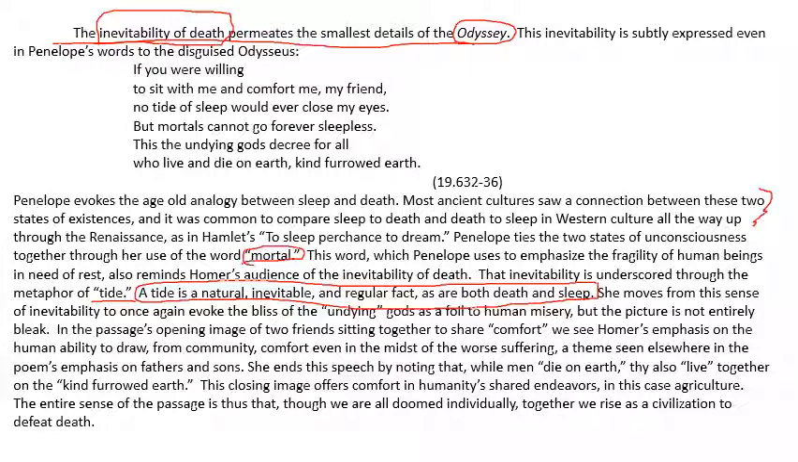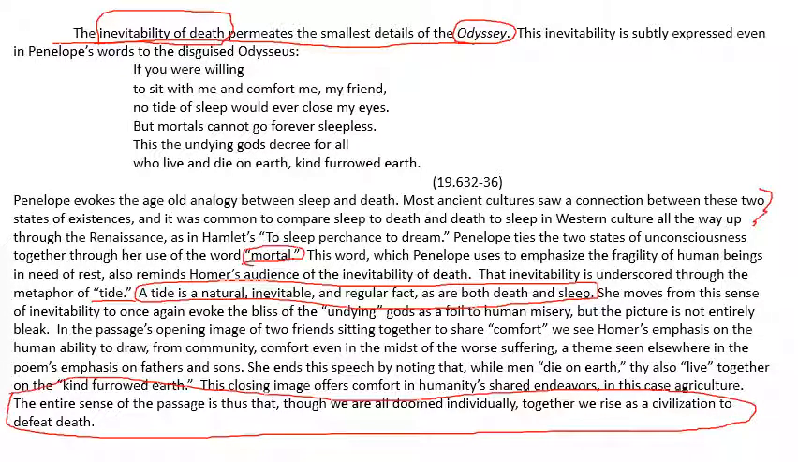The furrows are the farm, right? The furrowing of the ground, the tilling. The entire sense of this passage is thus that though we are all doomed individually, together we rise as a civilization to defeat death. So notice how this paragraph progresses toward this final point. It builds from this sense of inevitability. It shows that, it demonstrates that, and then it lands on this deeper point. That's a slightly different organization than the previous two we looked at, but is another fine way to organize a paragraph.